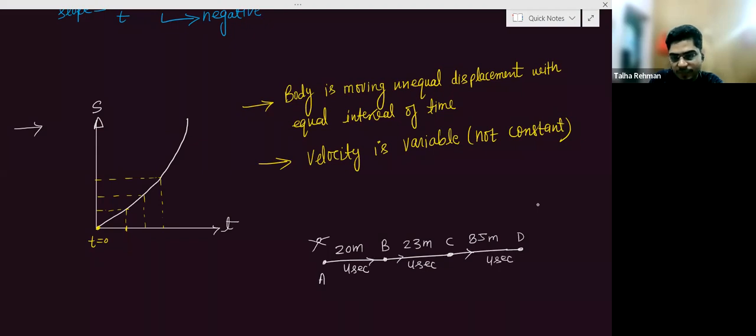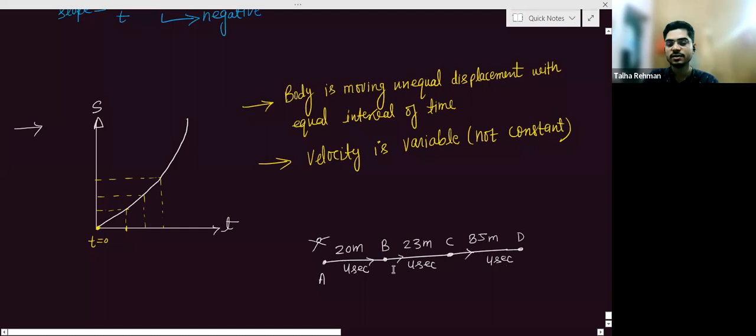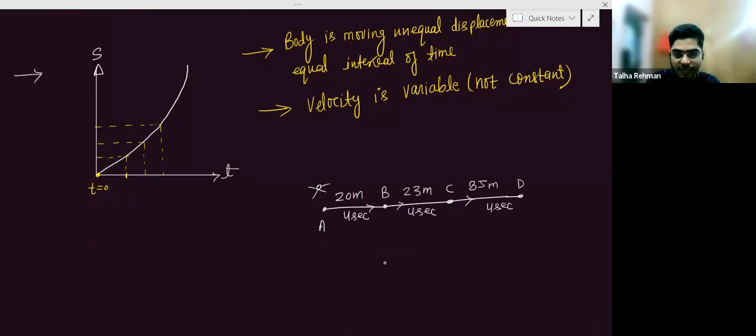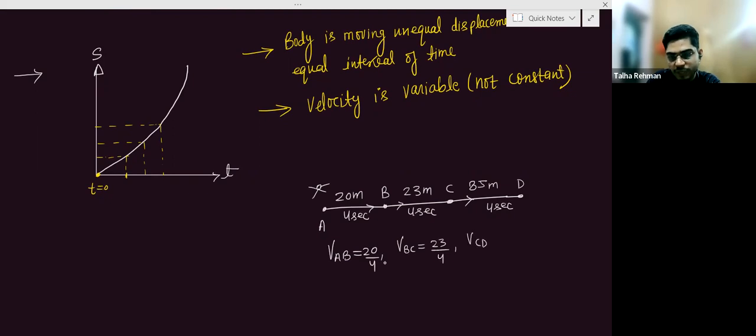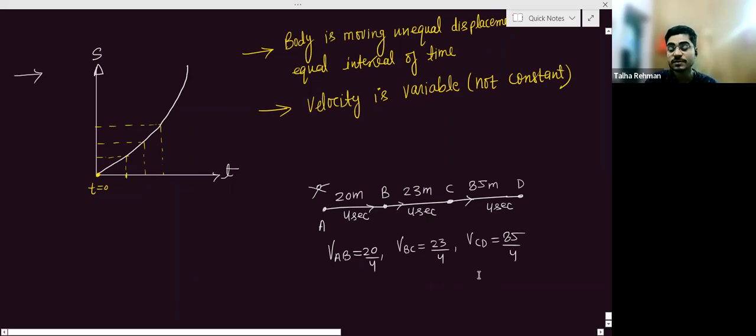If this will be the condition, then the velocity will not be constant. Velocity will be changing. You can just calculate. If you want to calculate the velocity in going from A to B, then what is the displacement? 20 by 4. And when you calculate the velocity from B to C, it will be 23 by 4. And from C to D, 85 by 4. So you can say that velocity is increasing. Velocity is increasing means velocity is not constant. Velocity is changing, because this value is greater than this value, and this value is greater than this value.